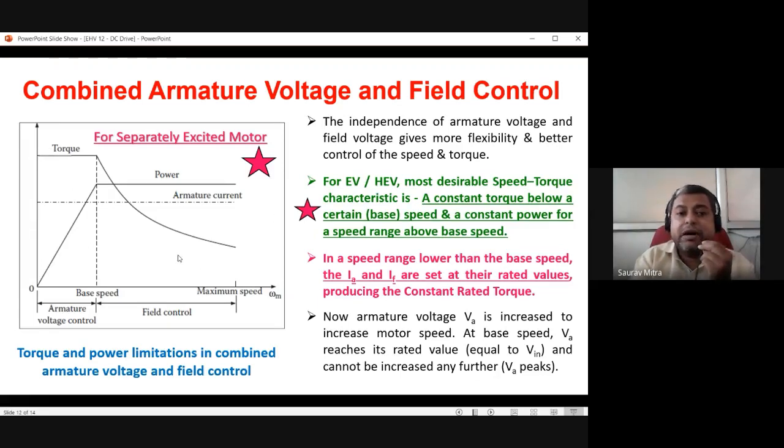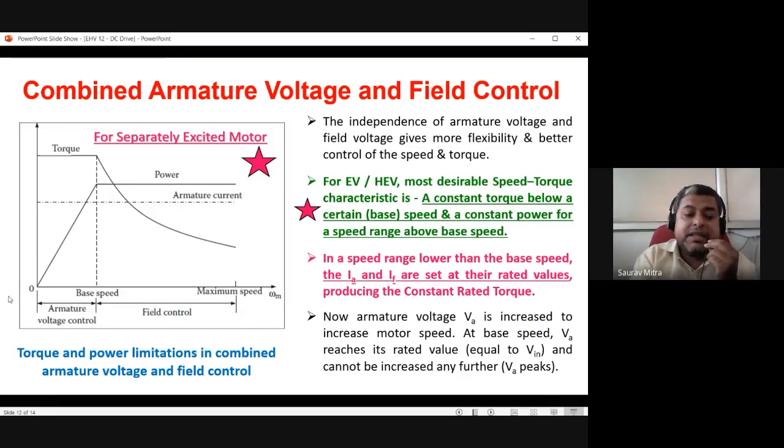And what is the relationship between power, speed and torque? Power is equal to speed into torque. So what we want for EV and HEV, the most desirable speed-torque characteristic, is constant torque below a certain base speed, and constant power for a speed range above the base speed. In a speed range lower than the base speed, that means in this initial region, IA and IF are set to their rated values. So initially the armature current and field current are set at their rated values, producing a rated constant torque.